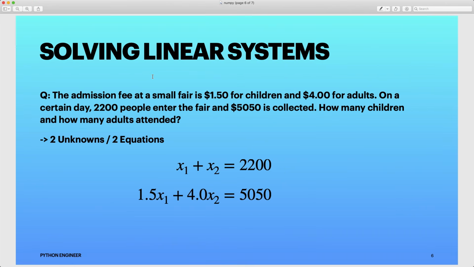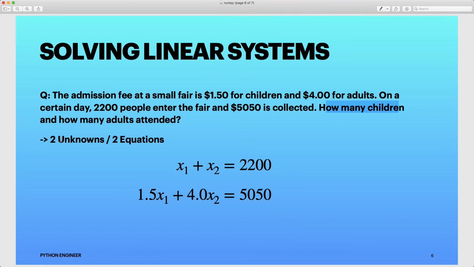Now let's talk about solving linear systems, and let's use a real world example. The question is: the admission fee at a small fair is $1.50 for children and $4 for adults. On a certain day, 2,200 people enter the fair and $5,050 is collected. And now the question is, how many children and how many adults attended?